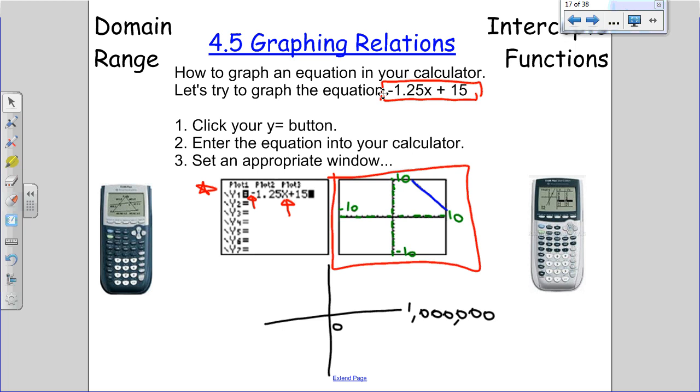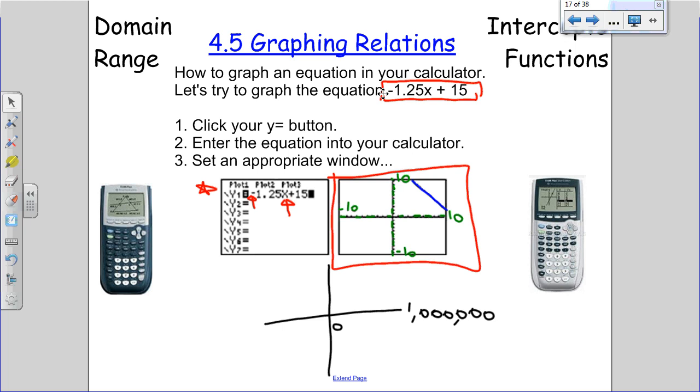Now, this is not a very good picture of our graph. I wouldn't call this an appropriate window. The reason why it's not an appropriate window is I can't see my y-axis. I can't see my y-intercept, and I can't see my x-intercept. I don't know where either of those things are. It's probably somewhere over here, right? It's probably somewhere up here if I was to guess.